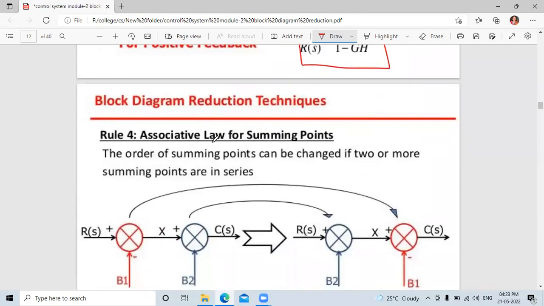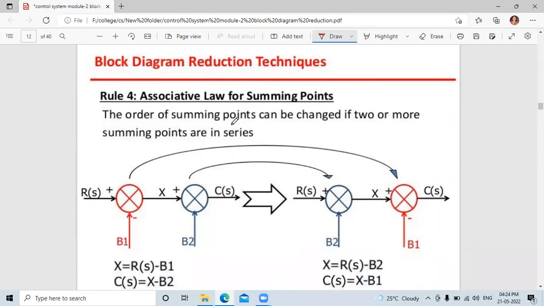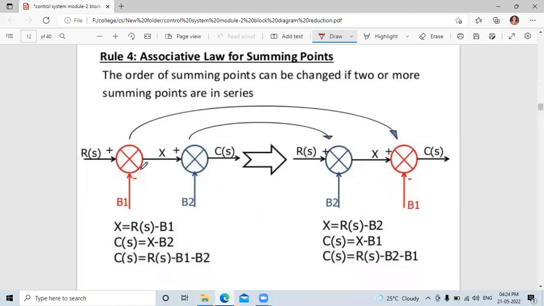Next, associative law for summing points. The order of summing points can be changed if two or more summing points are in series. So now two summing points are there. So what can you change? The order of summing points can be changed if two or more summing points are in series.